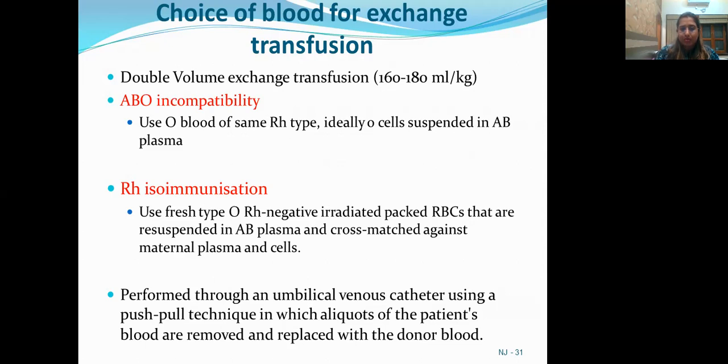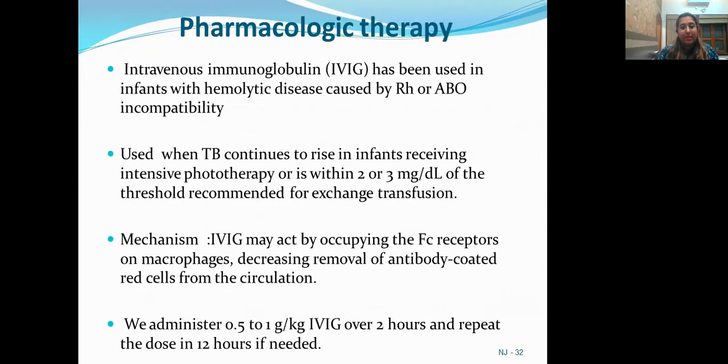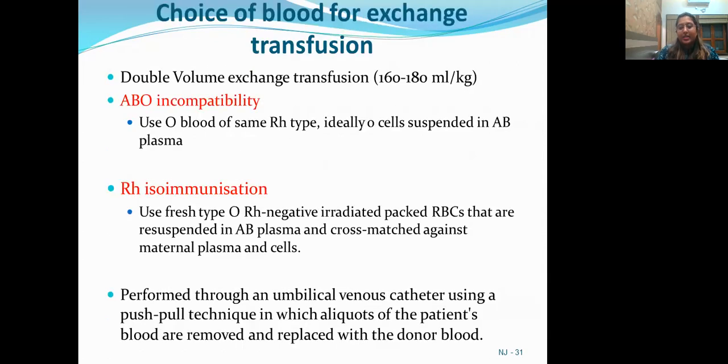But in case of Rh isoimmunization, which is a more common cause requiring exchange transfusion, we use fresh type O Rh negative blood. It has to be similar to the mother's blood. That is, Rh negative is very important, because if we give Rh positive, it will not be of any use. So we use O negative irradiated packed RBCs that are suspended in AB plasma and cross-matched against the maternal plasma and cells. Next, we perform it through an umbilical venous catheter using a push-pull technique in aliquots.